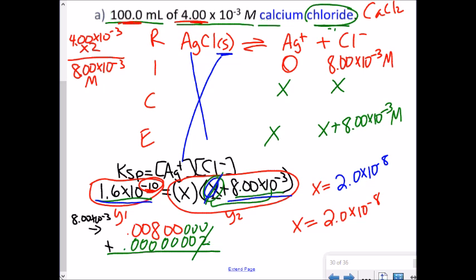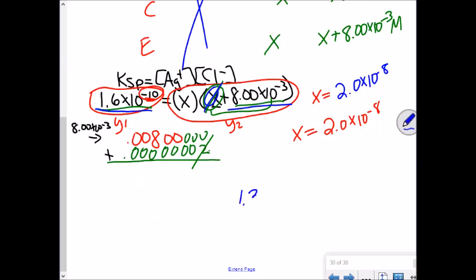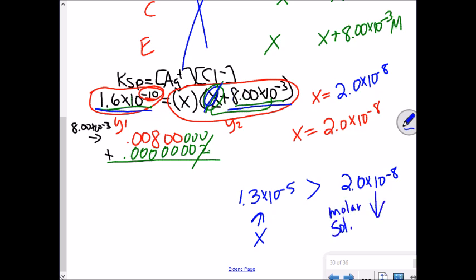Oh, well, let's talk about why that matters now. Look, 1.3 times 10 to the minus 5. This is a very good question. This was our original molar solubility. But by adding in the calcium chloride, look what happened. This is much greater than this. So my molar solubility now totally decreased. It went from being 10 to the minus 5 to now being 10 to the minus 8. So a whole lot less was able to be dissolved when I added in that calcium chloride, that common ion.